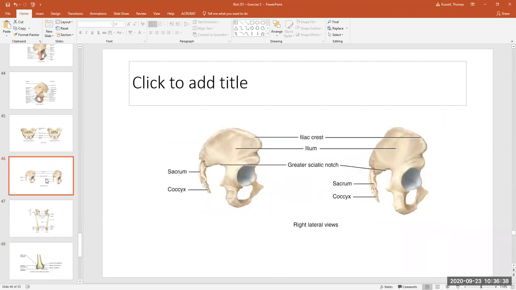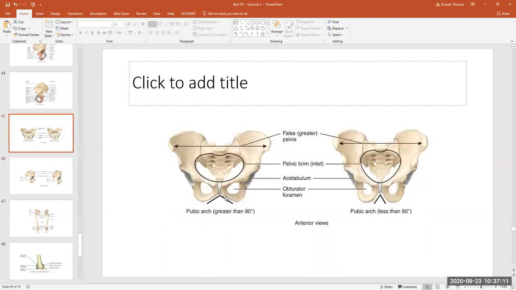Let's see. This just shows the os coxa bone again. You can see we're not doing the sacrum and the coccyx bone here, but you can see the ilium at the top, the ischium, the round part, and the pubis, the acetabulum, the obturator foramen, the part in the back that's called the ischial spine, the greater sciatic notch, and the lesser sciatic notch. Now, this notch on a female is broader than on a male. The angle is tighter, but that's not that important. The easiest way to tell male from female is this pubic arch and the width of the pubic brim.